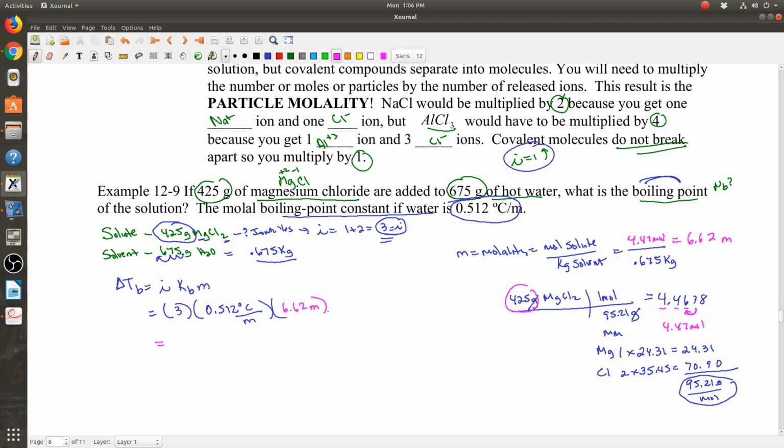All right, now that I know the molality and I know the i value, in the case of delta T sub B, I should be able to cancel out the little m's and come up with the change in the boiling point. I'm going to do that real fast.